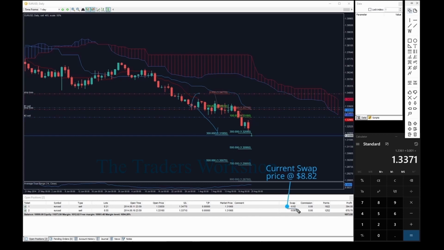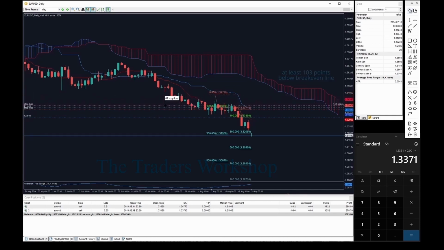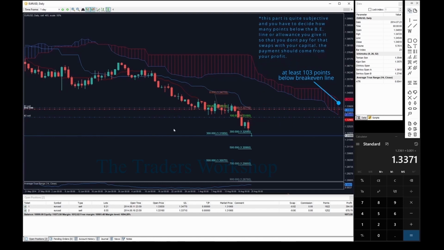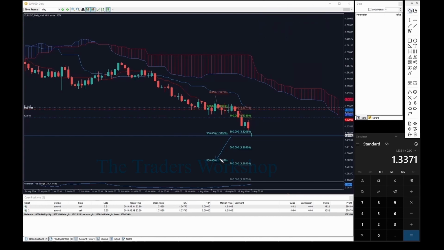And as you can see, we now have $8.82 for the swaps. Just drag down the stop loss of the first position and give it 103 points to pay for those swaps. Next in the process is to build a new scenario for the next level. If the price continues to go down and hits the 500 level, we will move the stop loss to the 300 level at the exact price as indicated by the Fibonacci tools.